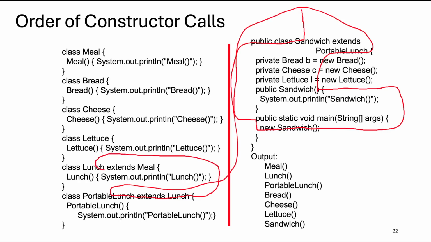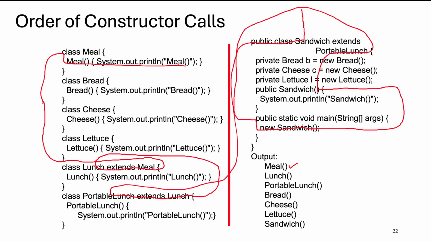Lunch extends meal. So it will not enter into the class. Instead, it will go out and enter the class meal. The class meal has no extends. So it will enter into the constructor meal and then prints the statement meal here. So this statement has been done.